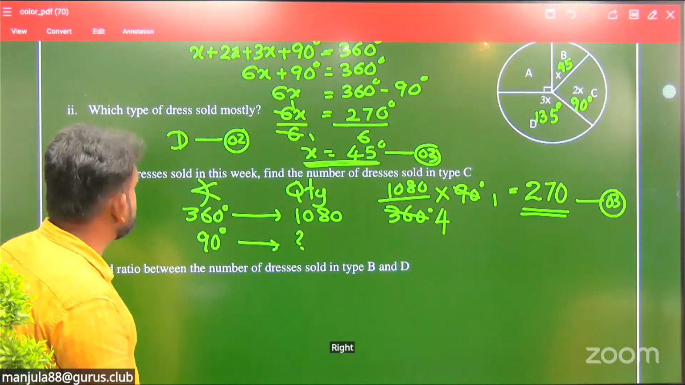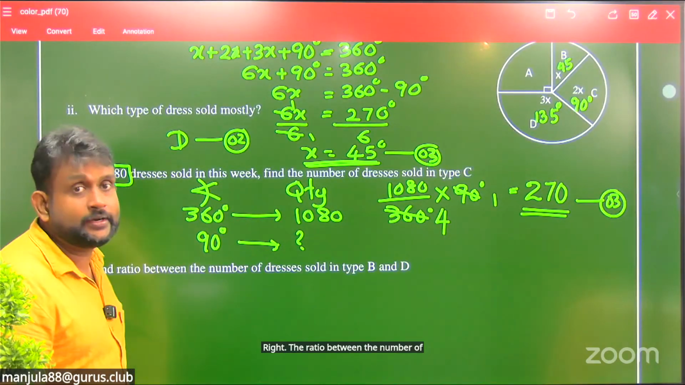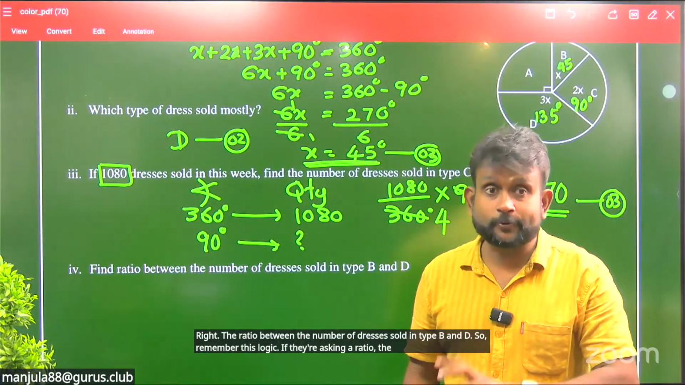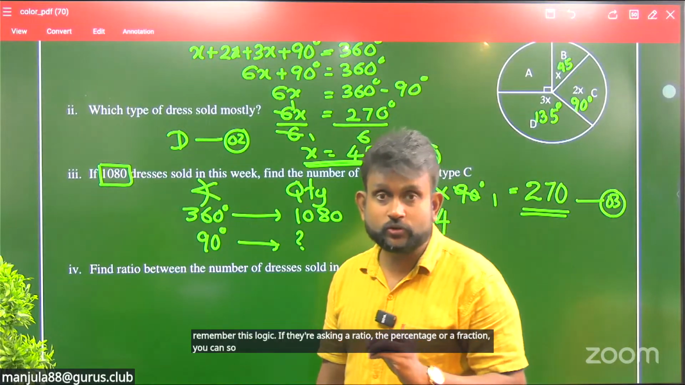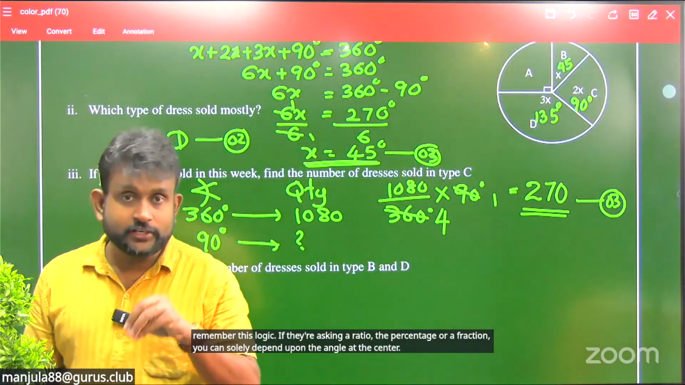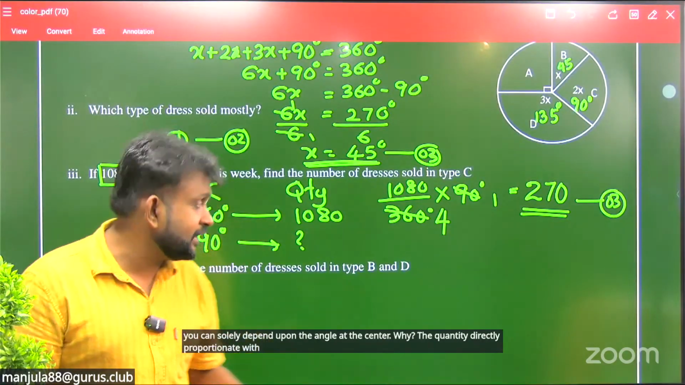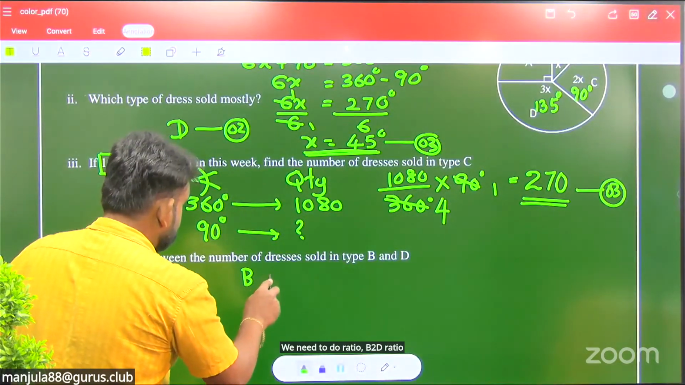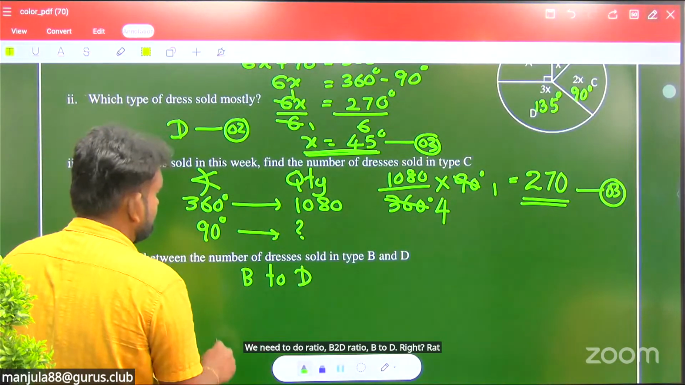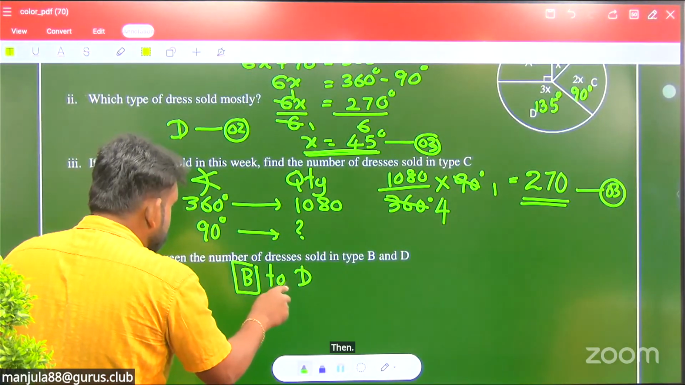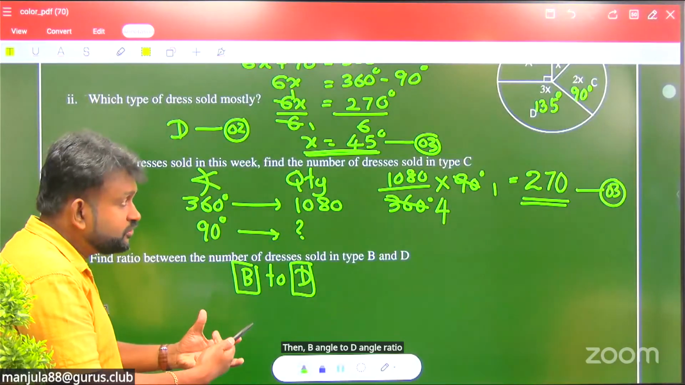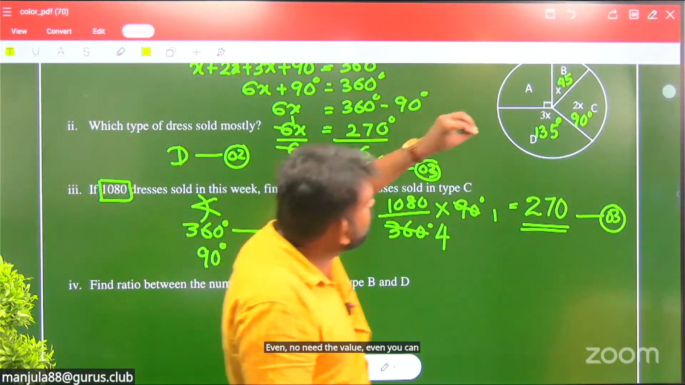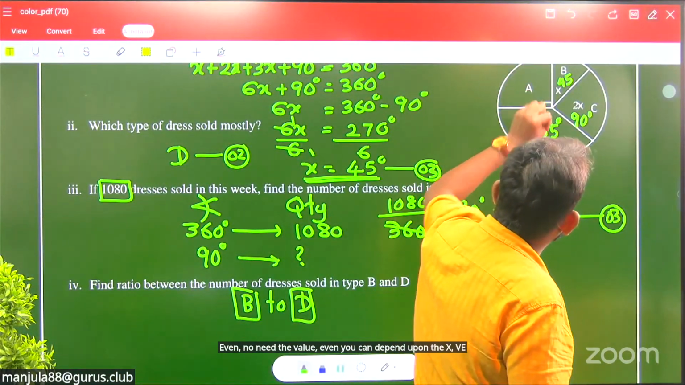Find the ratio between the number of dresses sold in type B and D. Remember this logic: if they're asking for a ratio, percentage or fraction, you can solely depend upon the angle at the center. Why? The quantity is directly proportionate to the angle at the center. So the B to D ratio is the B angle to D angle ratio. You can take the angle-wise ratio. There is no need for the values; you can even depend upon x. B is x, D is 3x.